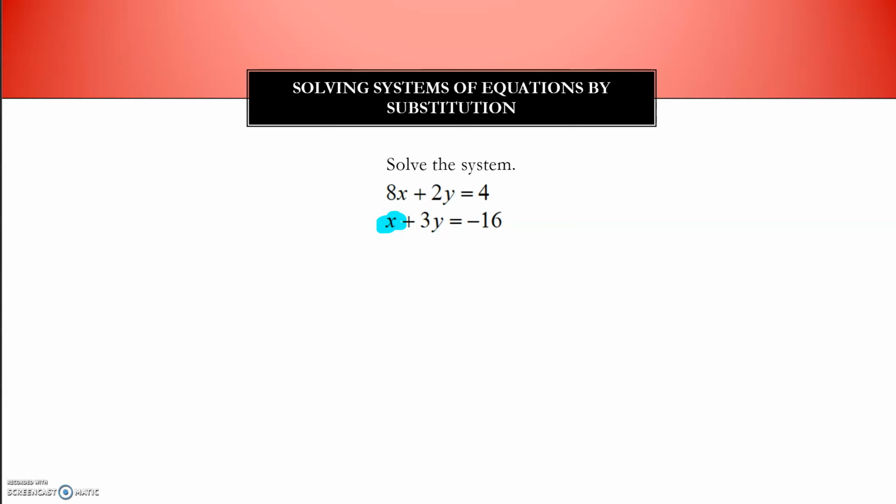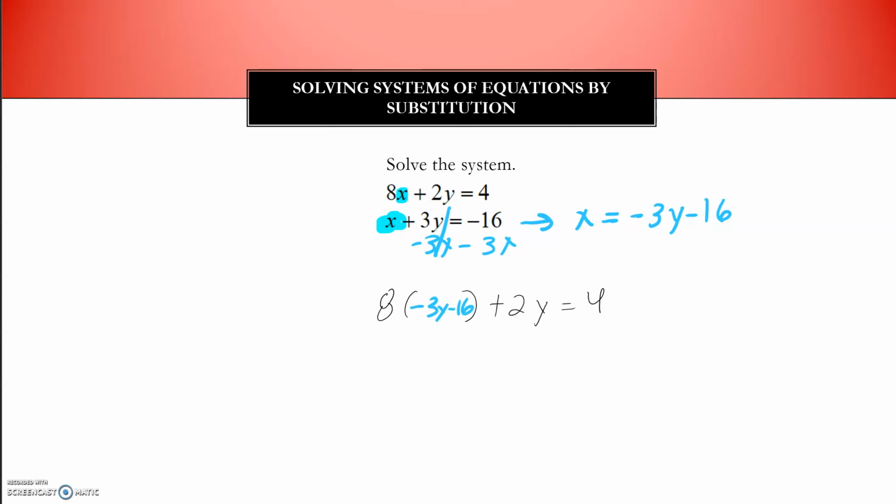So in this one, we're going to just simply subtract 3y from each side. So I get x, actually I'm going to go next to it, x equals negative 3y minus 16, or you could say negative 16 minus 3y. It means the same thing. Now I can take this and put it into the first equation for x. So I would say 8, and I'll leave some space to plug in, plus 2y equals 4, and in for x goes negative 3y minus 16. Okay, and then I'm going to distribute.